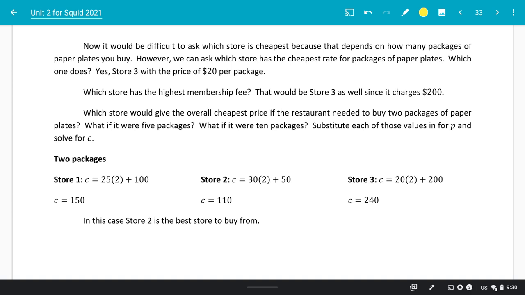Which store would give the overall cheapest price if the restaurant needed to buy 2 packages of paper plates? What if it were 5 packages? What if it were 10 packages? We'll substitute each of those values in for P and solve for C. And when you do that, we could see which one's the cheapest? Store 2.